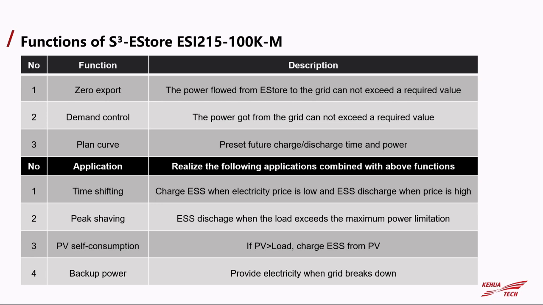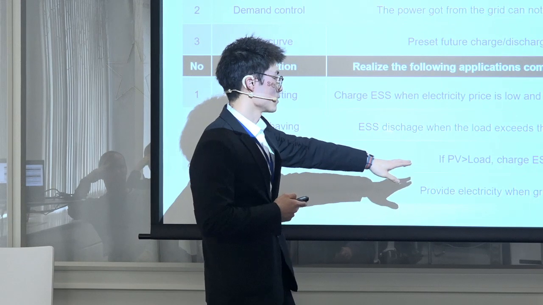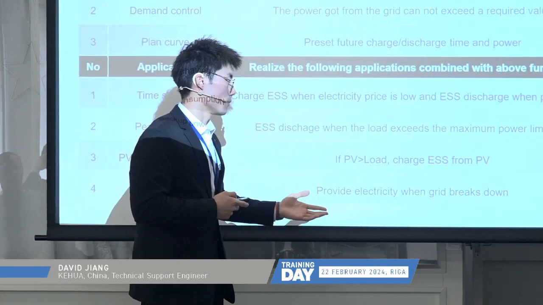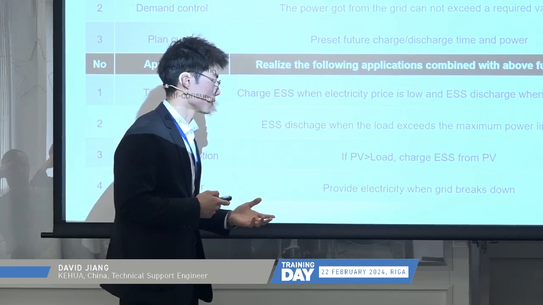And the second is peak shaving. That means you can let the energy storage system discharge when the load power exceeds the maximum power limitation set by the transformer capacity. And also PV self-consumption is an application combined with a PV system. If the PV generation is greater than the load, then you can charge the energy from the PV system. So the extra PV energy will not be wasted.